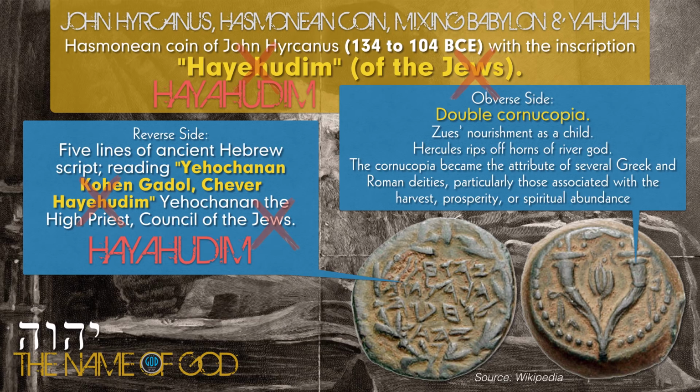On one side, it says Hayahudim, meaning of Yah's people. So they're making the claim. They are the synagogue of Satan who say they are Yahudim and are not, but do lie, right? And on the reverse side, it says Yahakanan, the high priest, so Jonathan, the high priest, council of the Yahudim. Who was Jonathan? He was a royal Hasmonean.